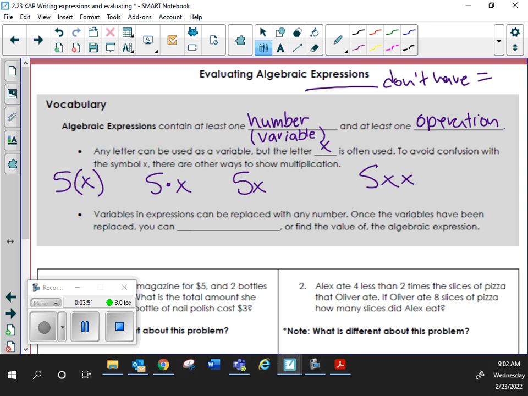As we go more into algebra, meaning we're going to use more letters in our work, we're going to really get away from using the letter x to mean multiplication. And hopefully we've been using that. We've started easing that in throughout the year, but we're just going to solidify that. Okay? Variables in expressions can be replaced with any number. Once the variables have been replaced, you can evaluate. Evaluate is a fancy word for solve. Evaluate and find the value of the algebraic expression.